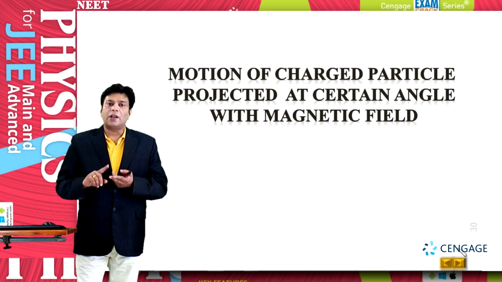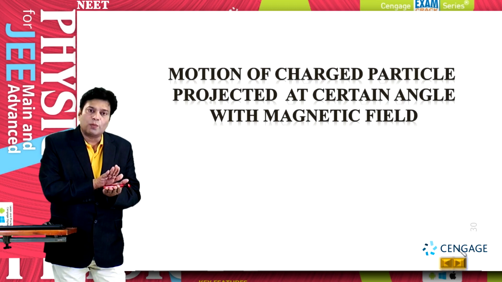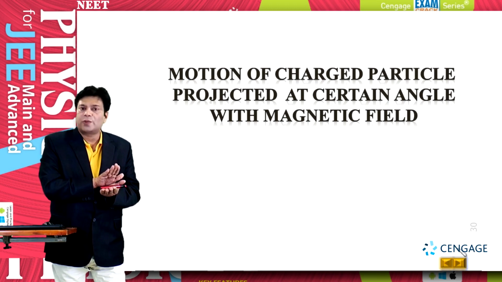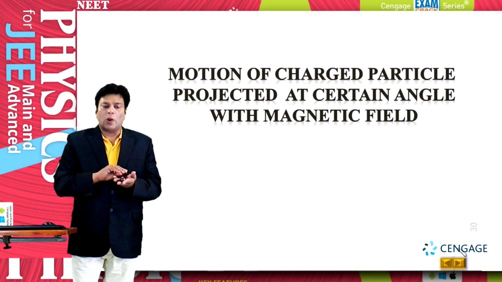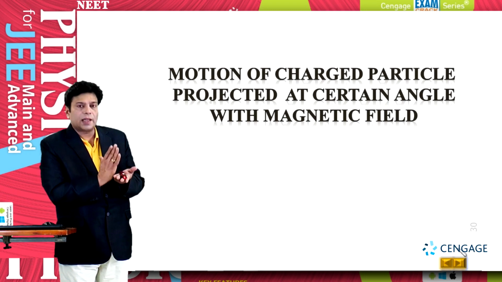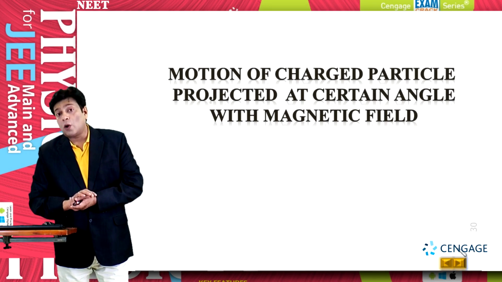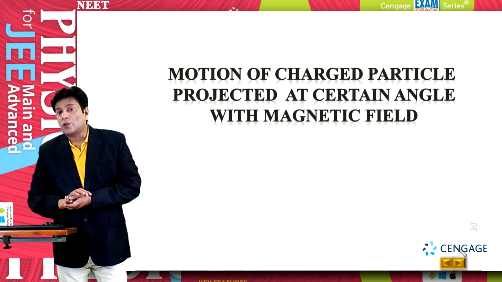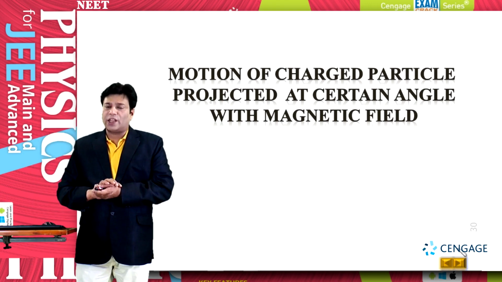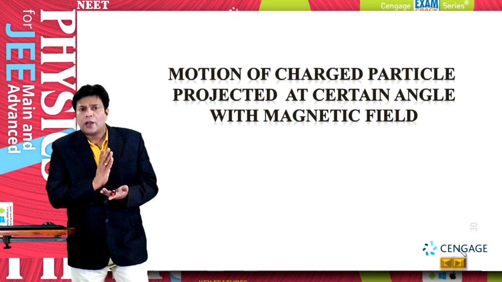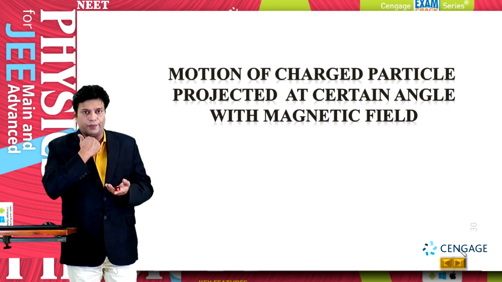Now let us consider one special situation. Suppose a charged particle starts moving at a certain angle with respect to the magnetic field direction. Suppose we make two components of the velocity, one parallel to the magnetic field, the other perpendicular to the magnetic field. We know when a charged particle moves parallel or anti-parallel to the magnetic field, there is no change in its velocity because no force acts in this situation. But the perpendicular component provides the force which is responsible for the circular motion.